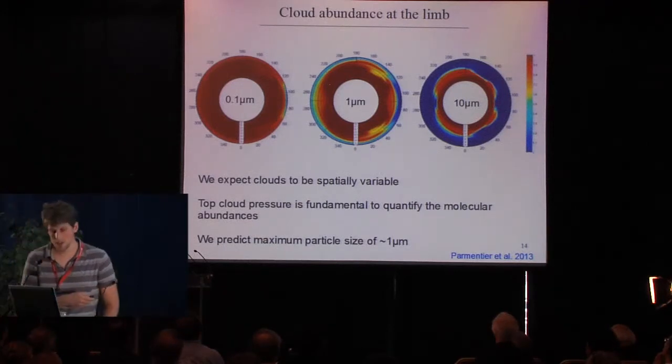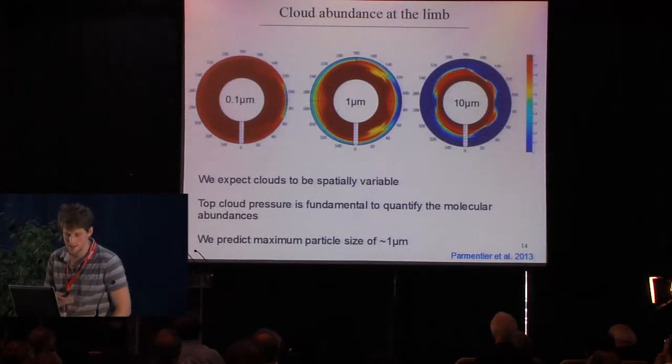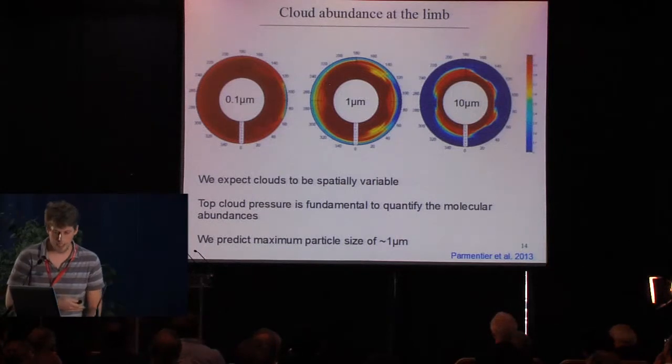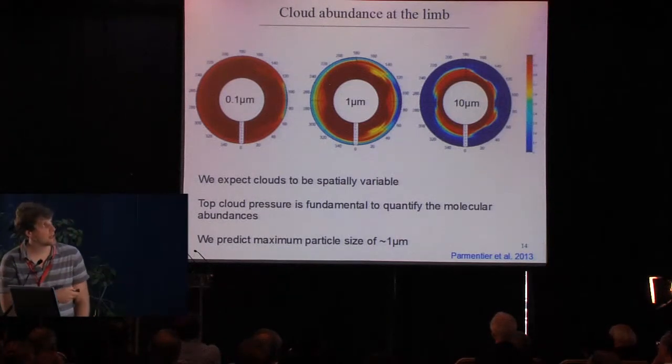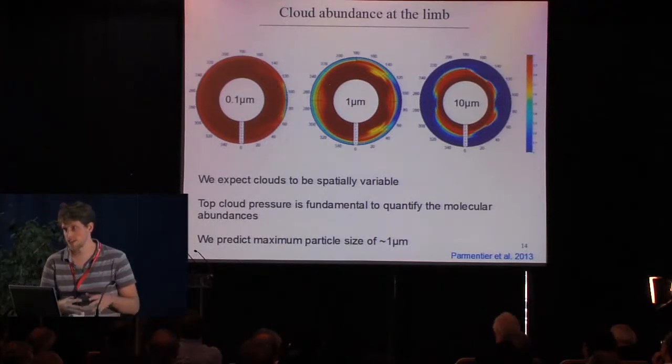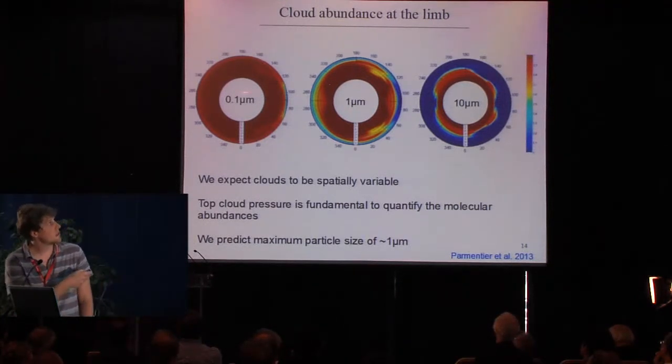So these are some results of the cloud abundance from the GCM for the planet HD 209458b. This is the limb of the planet. So you have to imagine the planet transiting its host star. And for particles of 0.1 micrometer, here the North Pole, the South Pole, the East, the West, the planet transits this way. And this is the log of the pressure.